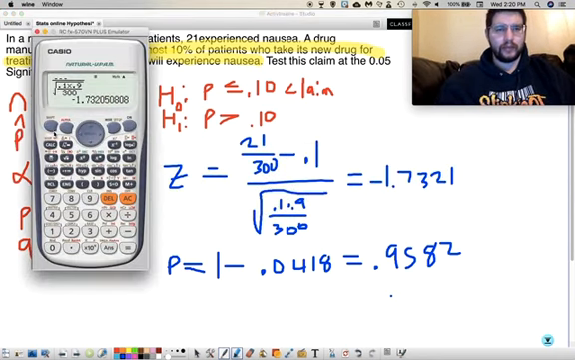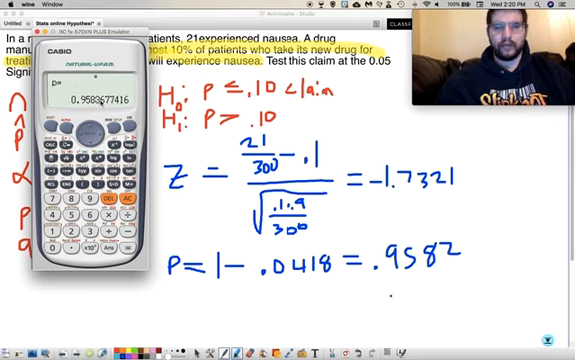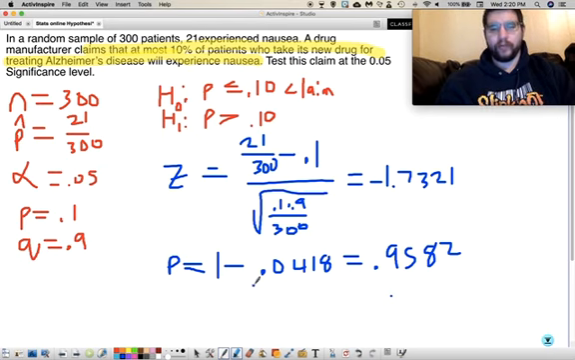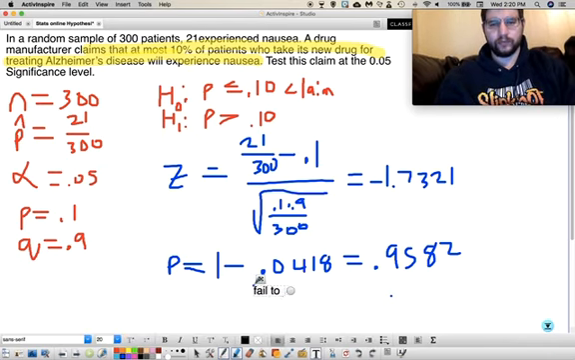We do it this way. Store that to A. Greater than, so A, upper bound with infinity. And again, we get 0.9584 in this case. Regardless, that's a huge p-value. We're going to fail to reject the null.